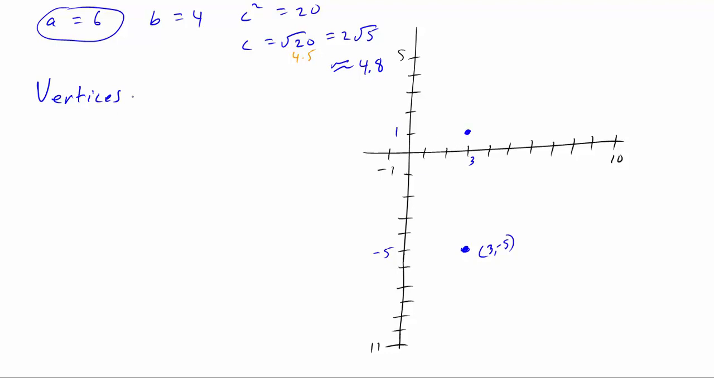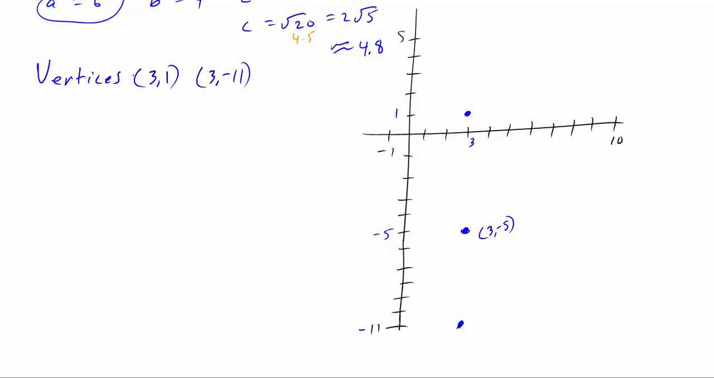So that gives us one point. And then that means we would go down 6. So if we take a -5 and we subtract 6, that would move us down to a -11. So that would be at (3, -11). So there we have our vertices.